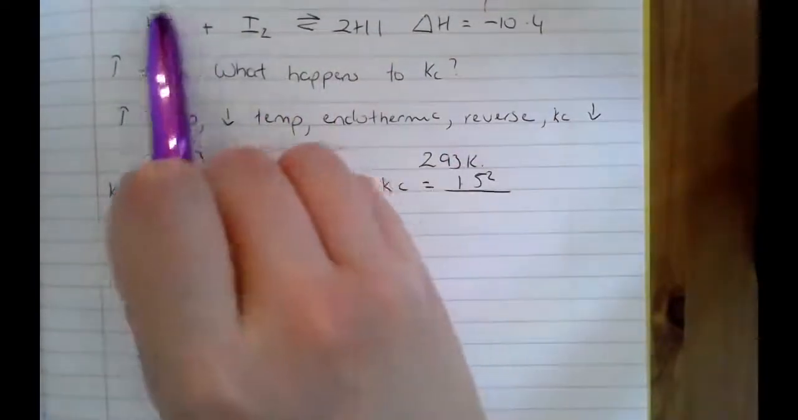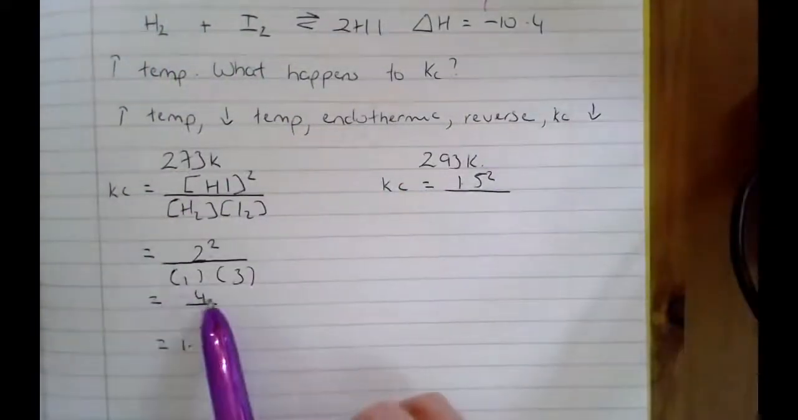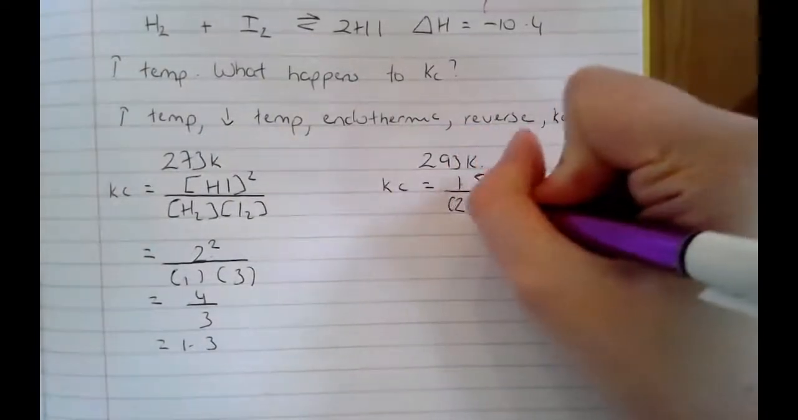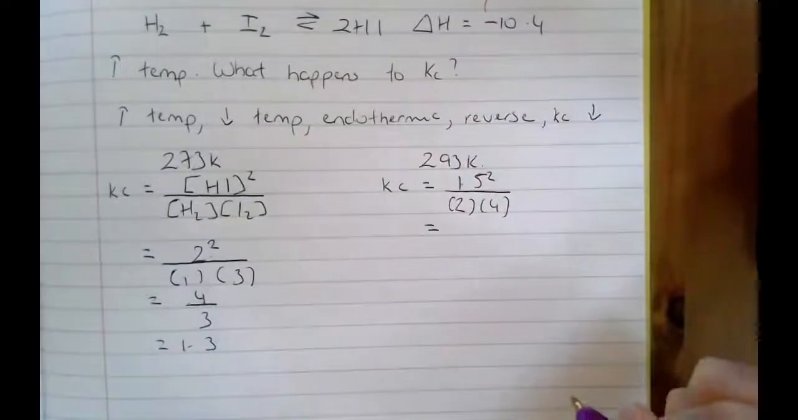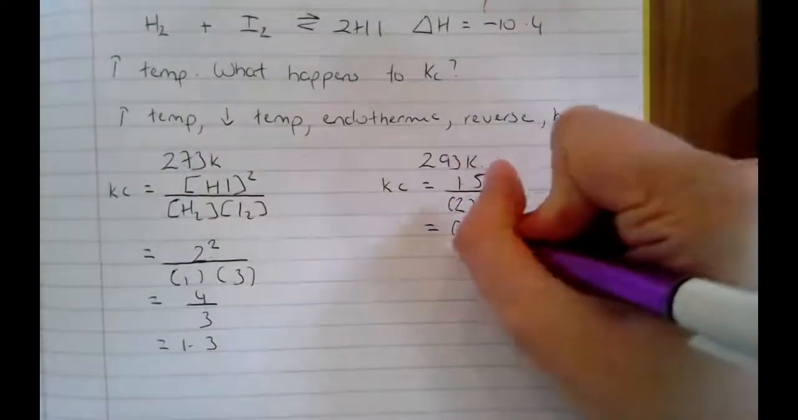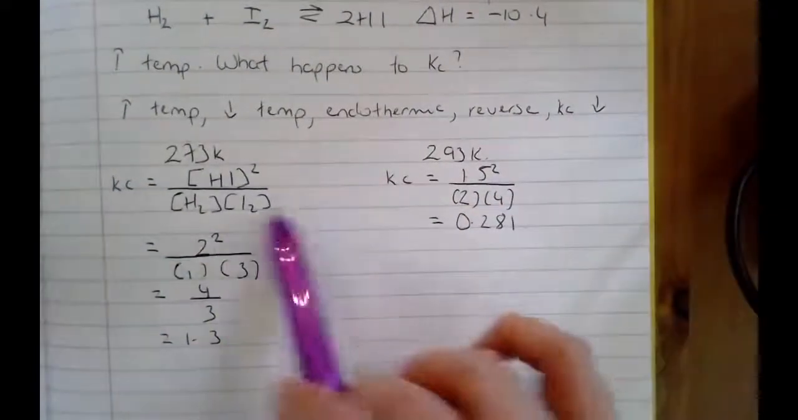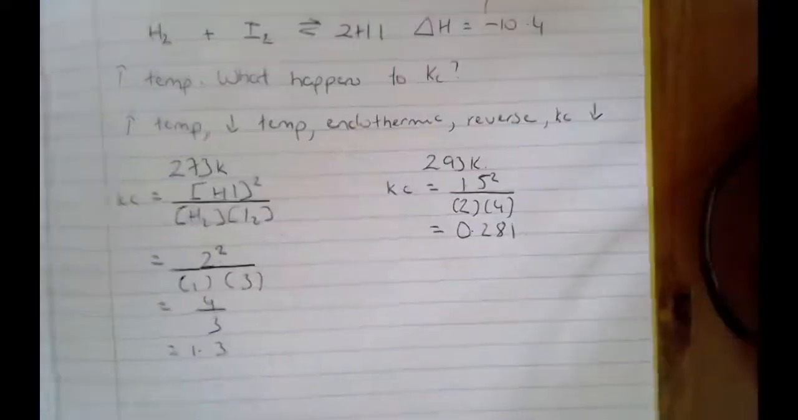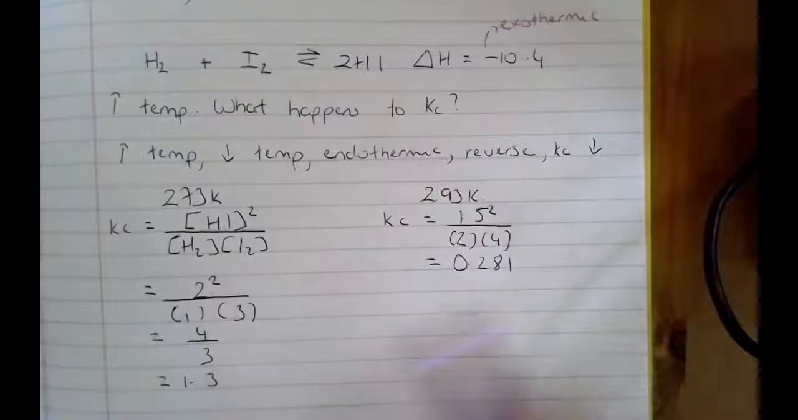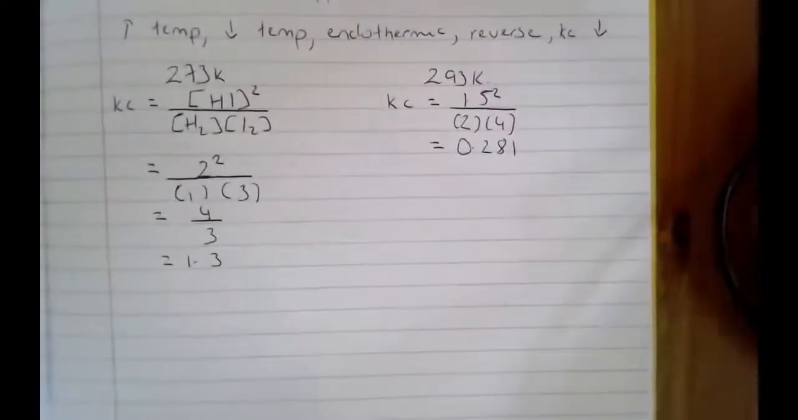And again, the concentration of my reactants should be increasing if the reverse reaction is occurring. So instead of having 1 and 3 like I did before, let's just say I've got 2 and 4 this time. If I plug those values into my calculator and solve, I get 0.281. So this is as I predicted. If I'm increasing the temperature and the endothermic reaction is occurring, which in this case is the reverse, I do end up with a lower value for Kc.